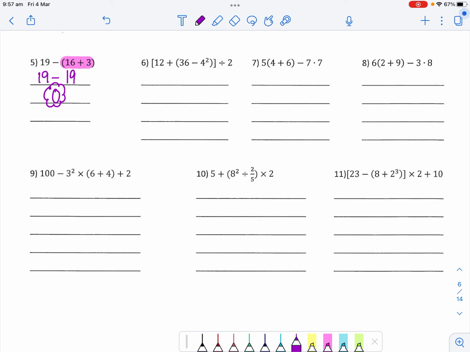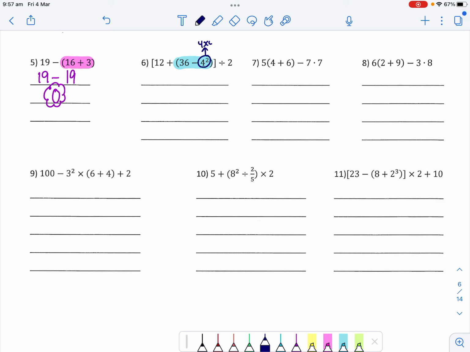Now number 6, a little bit more complicated. So I've got multiple sets of grouping symbols. You're going to go all the way to the inside first. So I'm doing this set of parentheses first. And inside that grouping symbol, I have an exponent. So I'm going to do this before everything else.